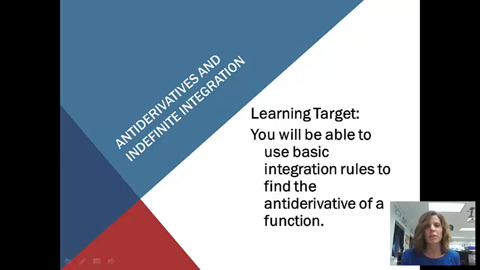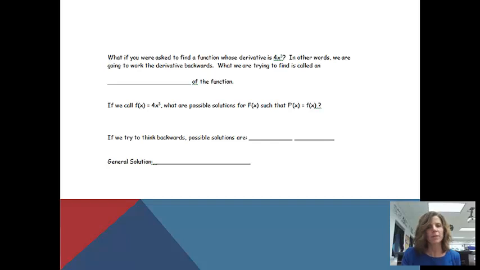When we have a derivative, we actually have an inverse operation, which is called an antiderivative. At the end of this lesson, you'll be able to use basic integration rules to find the antiderivative of a function. All right, let's look at what an antiderivative is. What if you were asked to find a function whose derivative is 4x cubed? In other words, we are going to work the derivative backwards. What we are trying to find is called an antiderivative of a function.